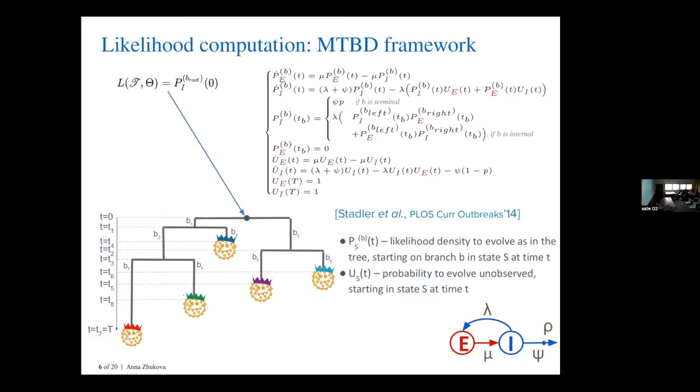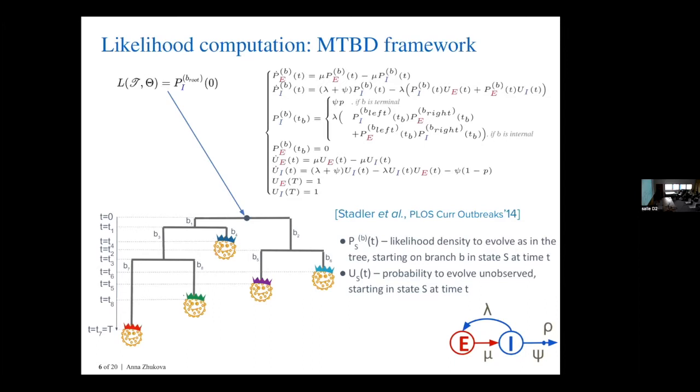And to write the differential, we can look at what the possibilities are. If we start in a state E, what can happen in the next tiny moment of time? First possibility is that nothing happens, and then we keep evolving from the same state E. And the second possibility is that there's a state change. So this is this term, and then we're going to keep evolving from a state I. And that's how this equation is structured. The other part of these equations describes probabilities of evolving unobserved in the tree from a certain state at a certain time till the last sample tip. And this corresponds to those parts of the tree where we haven't sampled anyone during our epidemic.